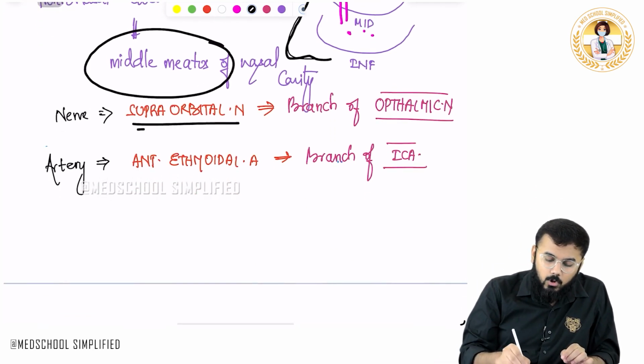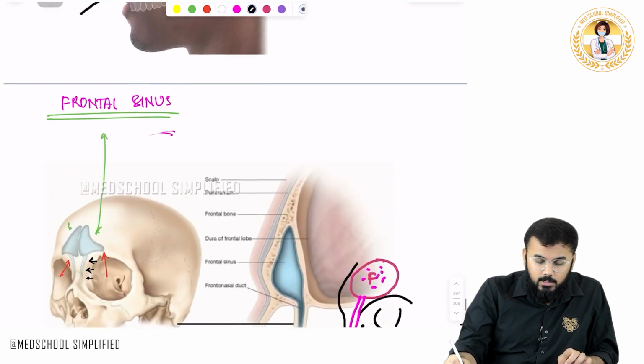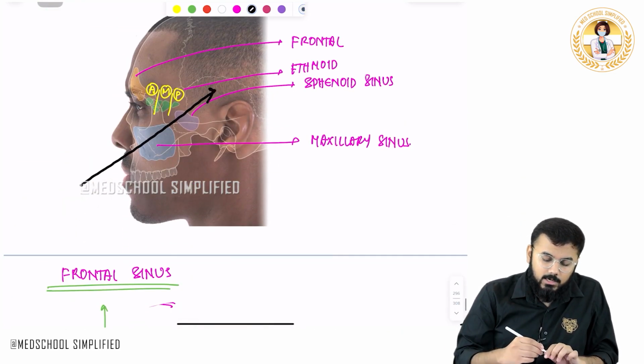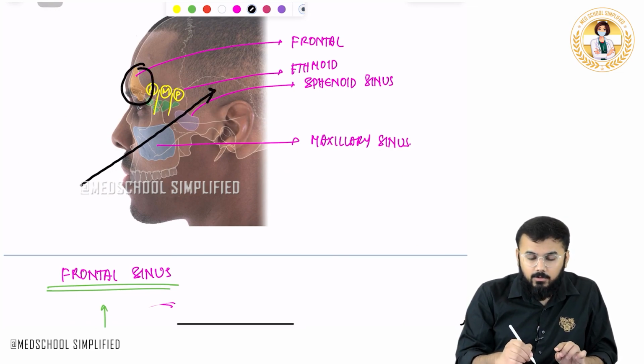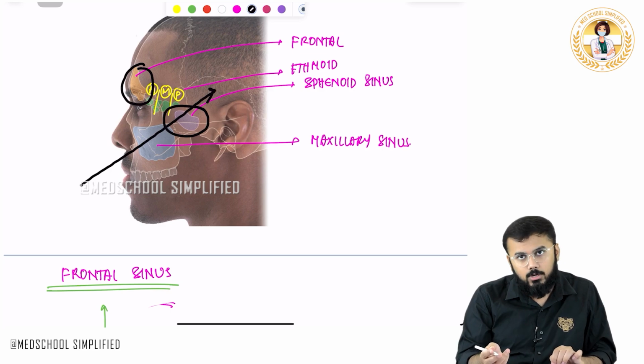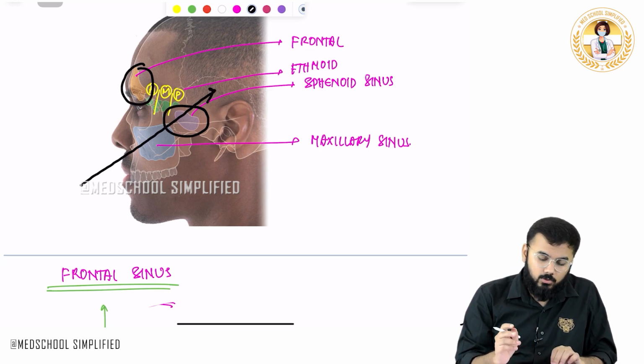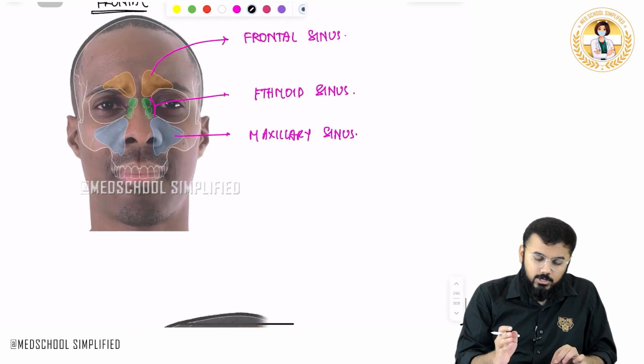So the nerve is the supraorbital nerve, and the artery is the anterior ethmoidal artery. Here you can see it very clearly. The artery in the frontal sinus is the anterior ethmoidal artery. The artery in the sphenoid sinus is the posterior ethmoidal artery, right? So this is the basic difference which I want you to know. So that's it. These are the discussions regarding the sinuses.